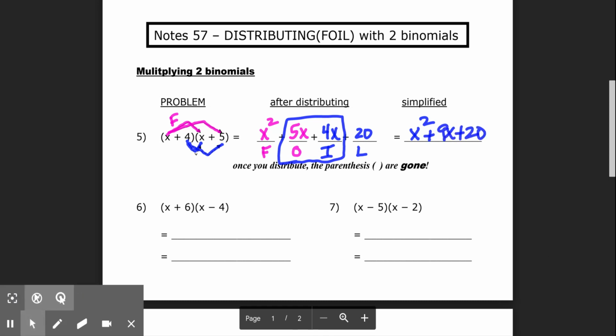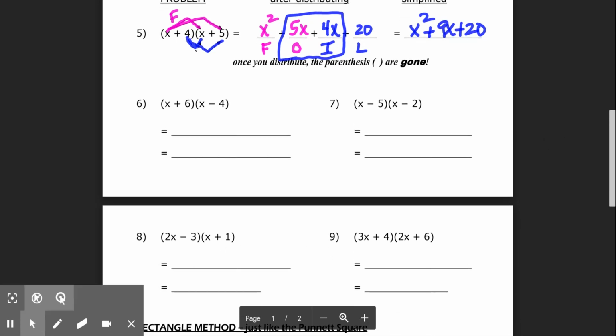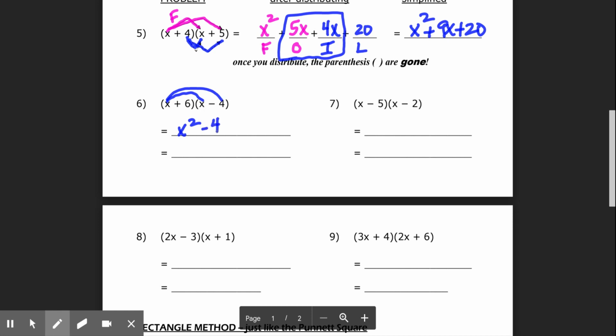All right. So let's take a look at problem 6. So first terms, x times x is x squared. Outside terms, x times negative 4 is negative 4x. Then you're going to take the 6 and make that your distributor. So 6 times x is 6x. 6 times negative 4 is negative 24. So the final answer would be x squared plus 2x, because the OI terms, the outside inside terms, negative 4x plus 6x is 2x, and then minus 24.